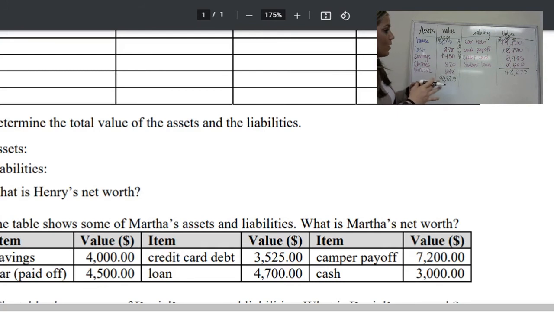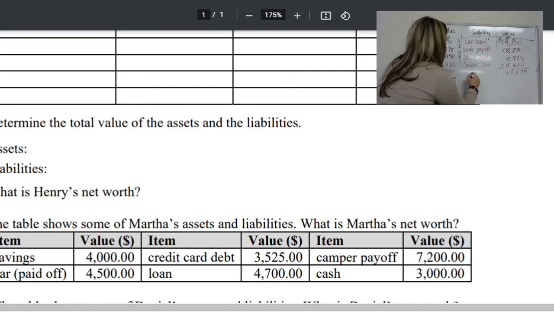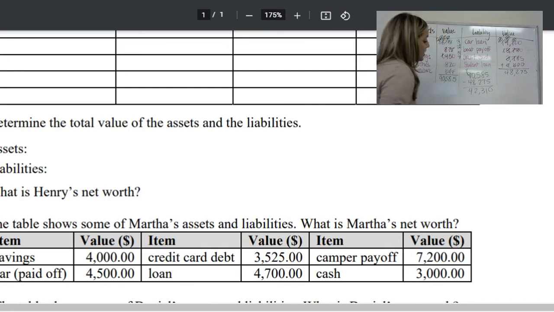So we want to see what his net worth is. The way we can tell what his net worth is is if we subtract the liabilities from his assets. That's going to tell us his net worth. I'm going to do that right here. 90,585 minus 48,275. Now 5 minus 5 is 0. 8 minus 7 is 1. 5 minus 2 is 3. Gotta borrow. 10 minus 8 is 2. And 8 minus 4 is 4. So he's worth $42,310.